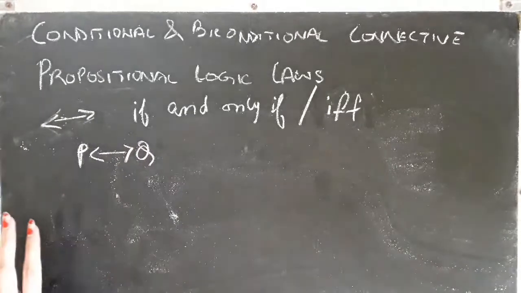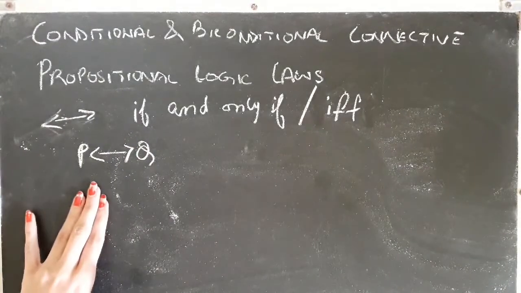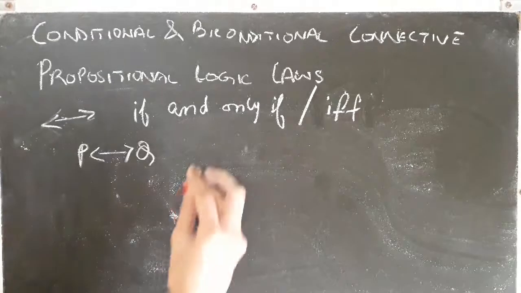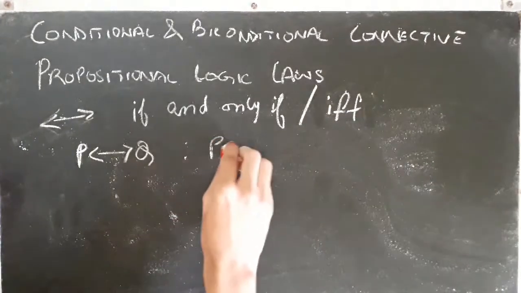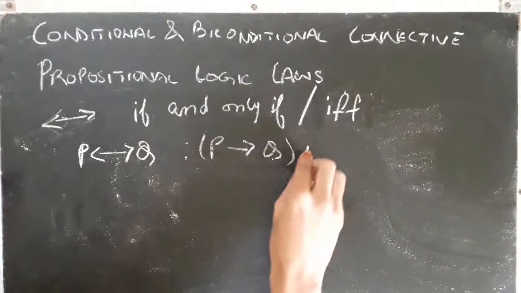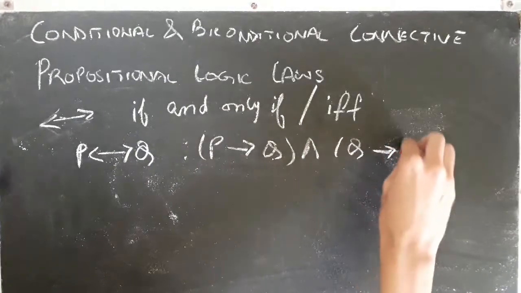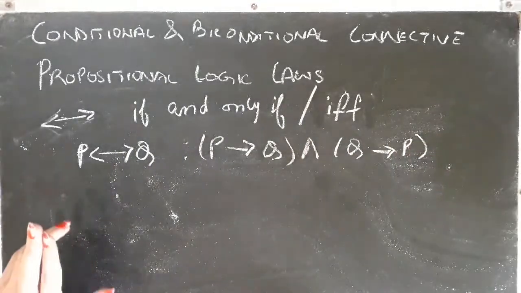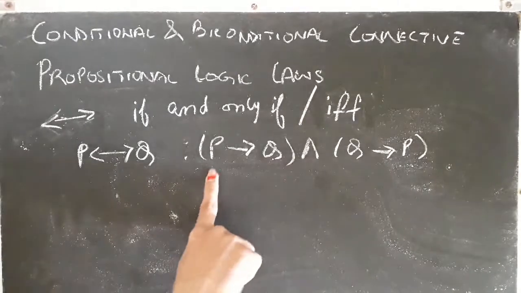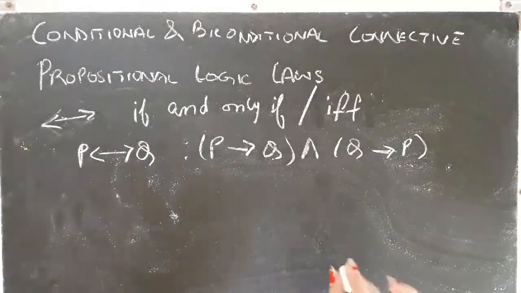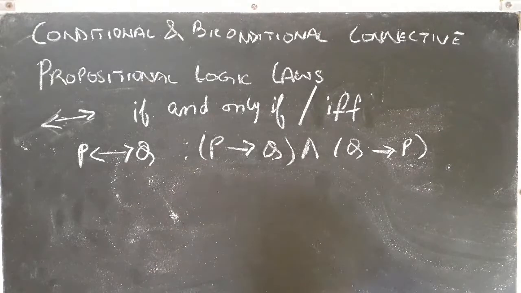They are said to be a biconditional statement only if we can write it as P implies Q and Q implies P. That is, in case of a biconditional statement, P is both a necessary and sufficient condition for Q. Similarly, Q is also both a necessary and sufficient condition for P. Only then can we say that these two statements are biconditional statements.